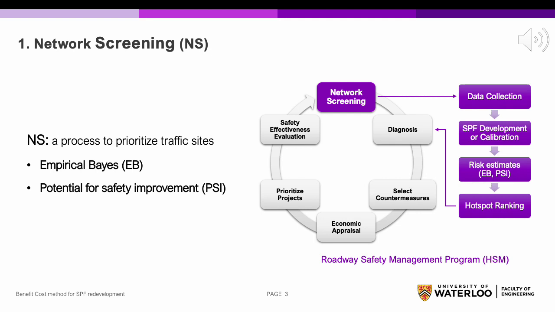There are several methods in HSM for network screening. Two more common methods are using empirical base and potential for safety improvement as risk estimates, which have been shown in different studies to provide better performance in comparing to others.